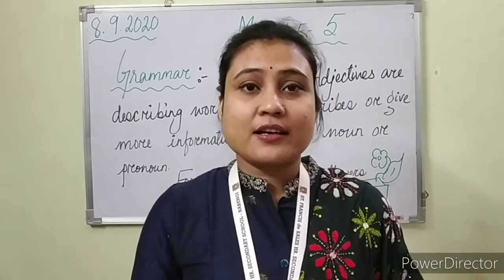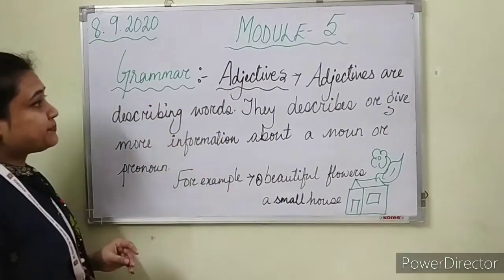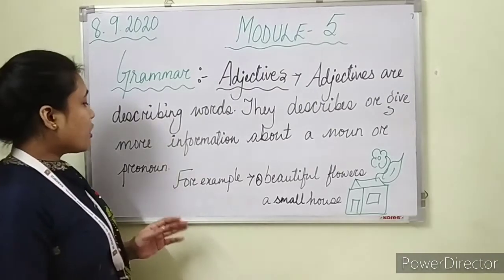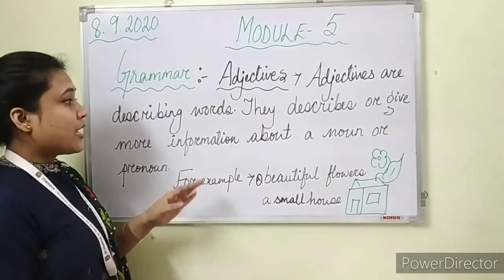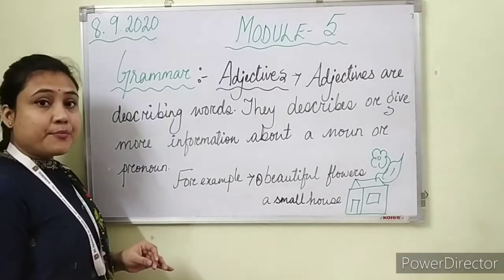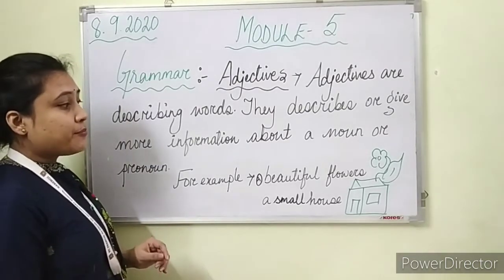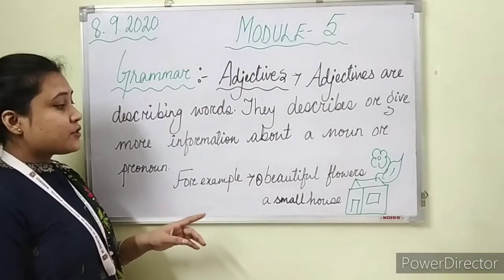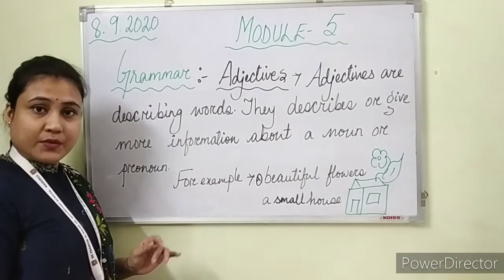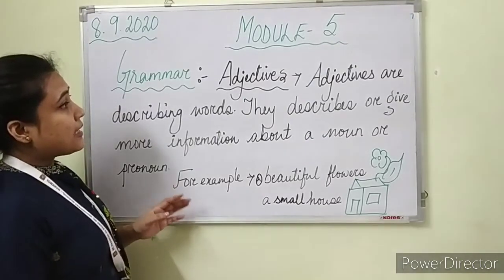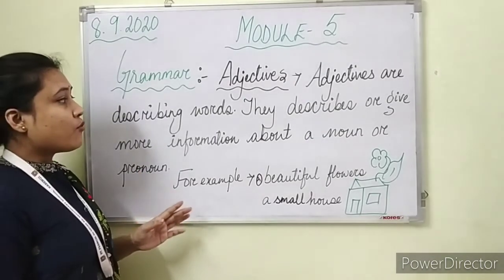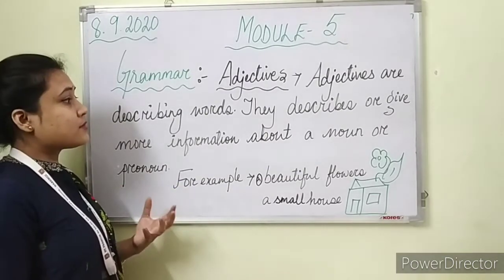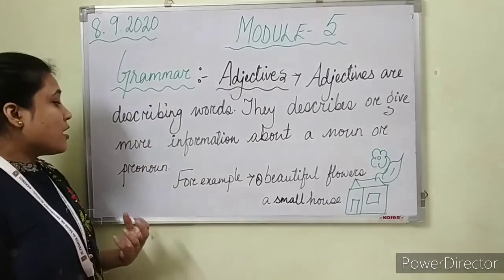Let's check what an adjective is. Adjectives are describing words. They describe or give more information about a noun or pronoun. For example, beautiful flowers, and the second is the small house. Got it? So adjectives are describing words. They describe or give more information. They tell more about a noun or pronoun.